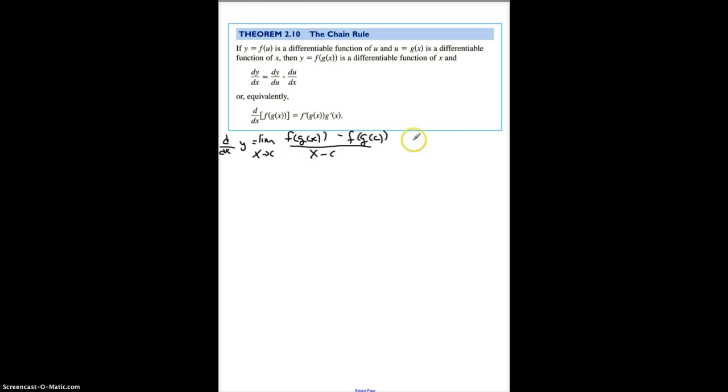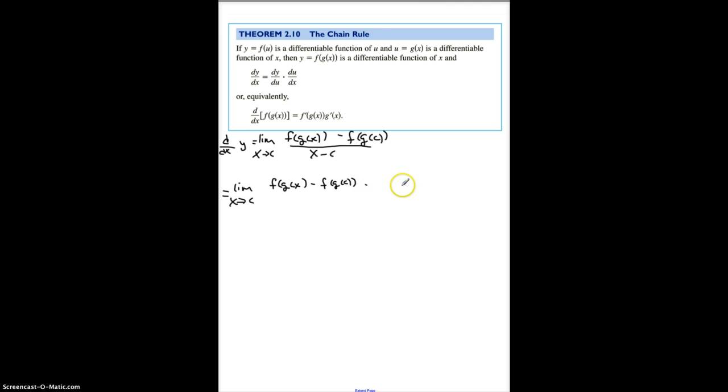And of course, x doesn't actually equal c. Now, let's do a trick. The trick to these proofs is always a trick. Let's look at the limit as x approaches c. That's not changing. But what I want to do is multiply through by 1. So let me write my numerator here: f of g of x minus f of g of c.